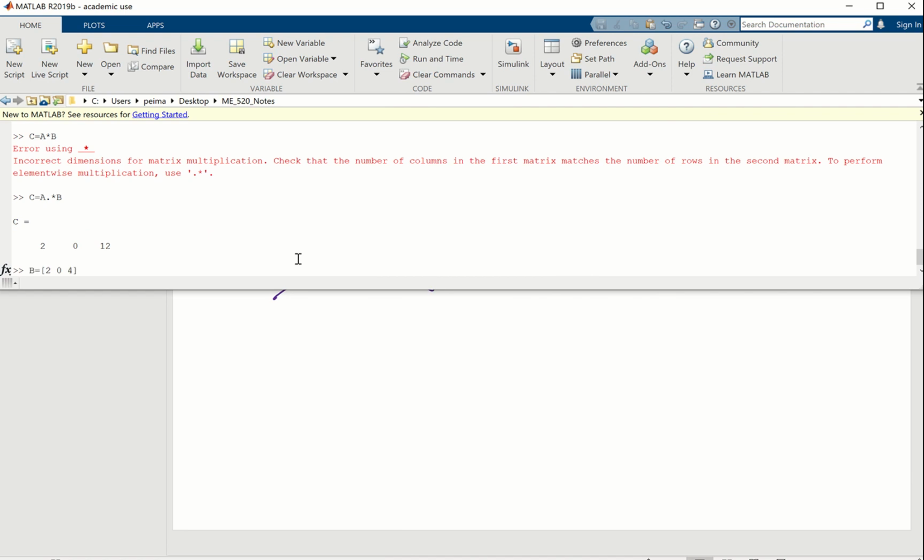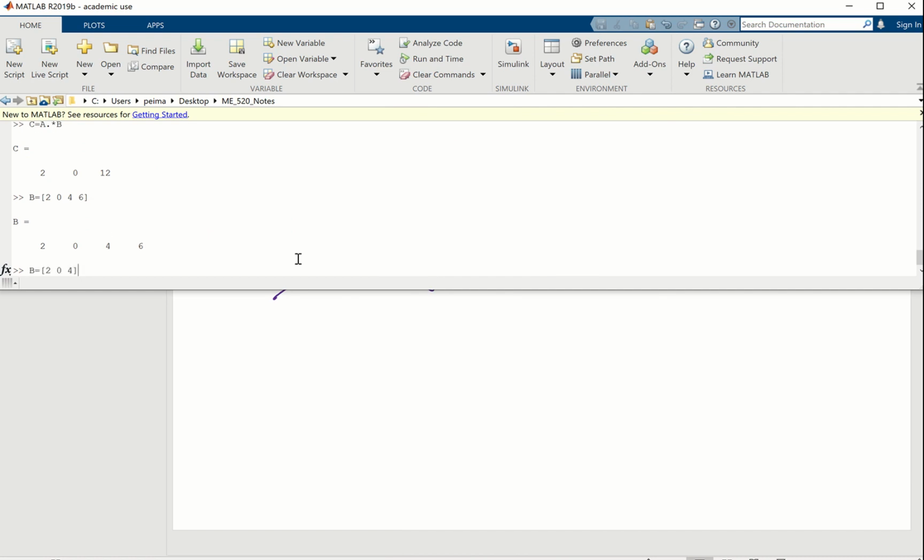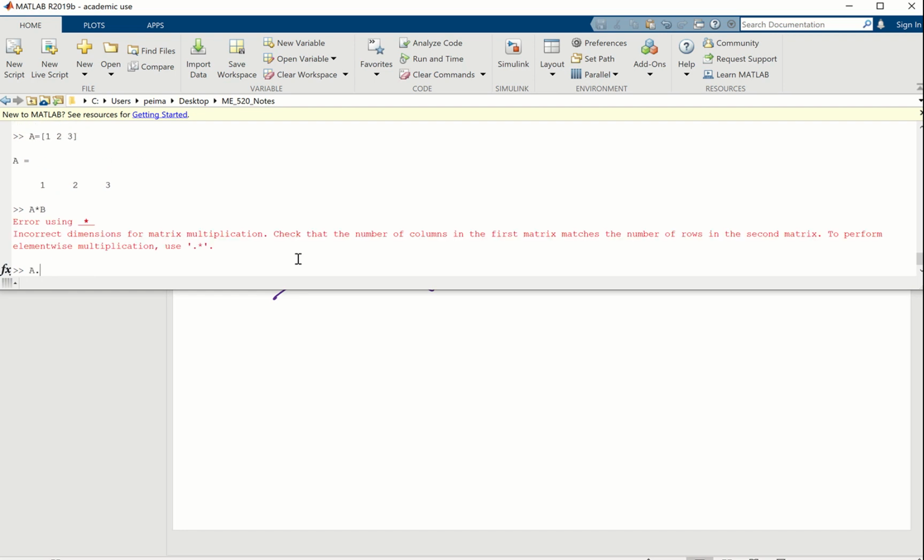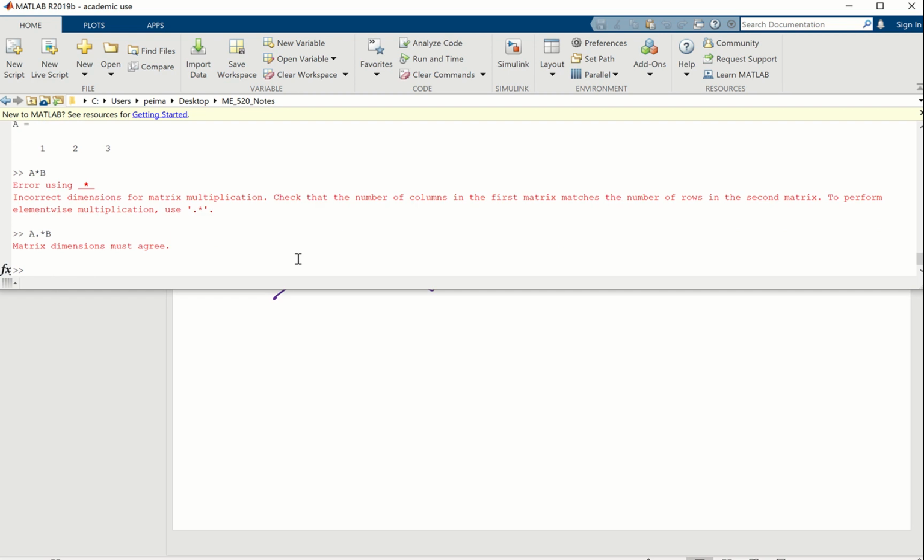Now let us say I'm changing the b to 1 by 4. This is your new b, and your a is this. It has 4 columns. This has 3 columns. If I try this, error, because it says matrix dimensions must agree. Understand? So if you have 2 vectors and you want to multiply element by element, you have to use dot star, and the same dimension.